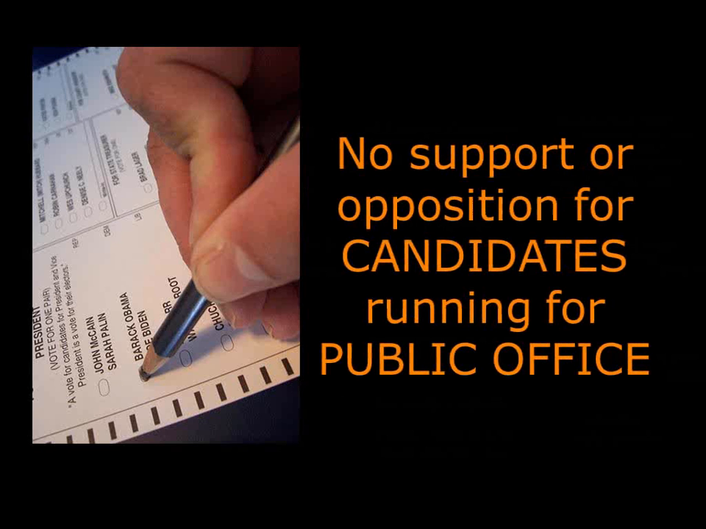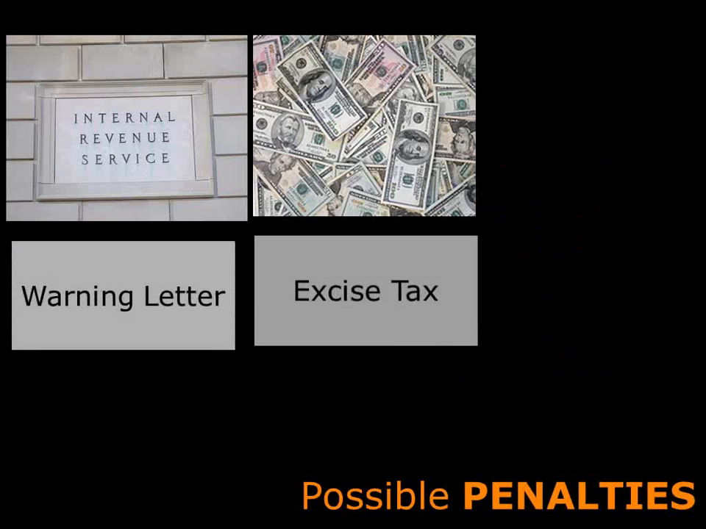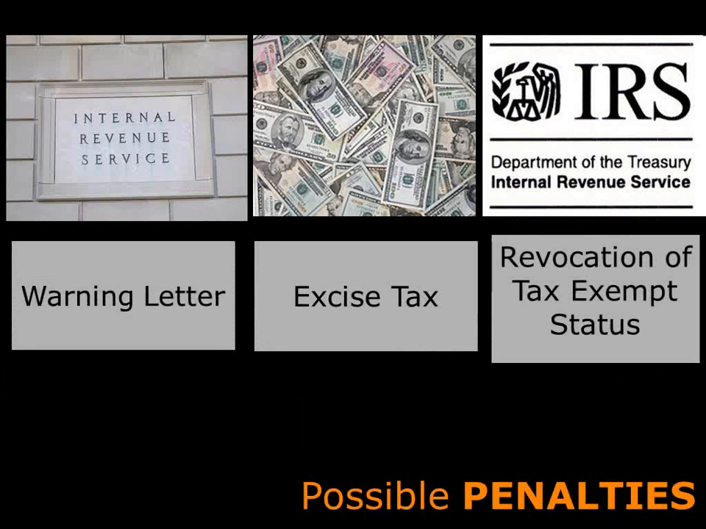So we will go back again. No support or opposition for candidates running for public office. Most important thing we'll say today. Possible penalties if we violate that prohibition, and the penalties can be really, really extreme. Warning letter: we can receive warning letters from the IRS. Possibility of an excise tax imposed on the organization.